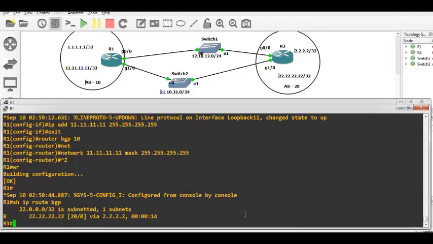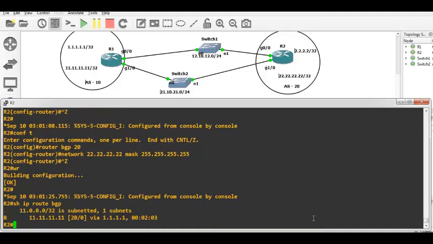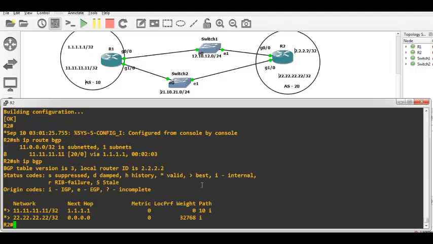You see 22 with an administrative distance of 20 because eBGP has an administrative distance of 20. Likewise on router 2, I should see 11.11.11.11. It's 20. Yeah. Right. In the BGP table, show IP BGP. Go ahead, ping. Okay. Show IP BGP.